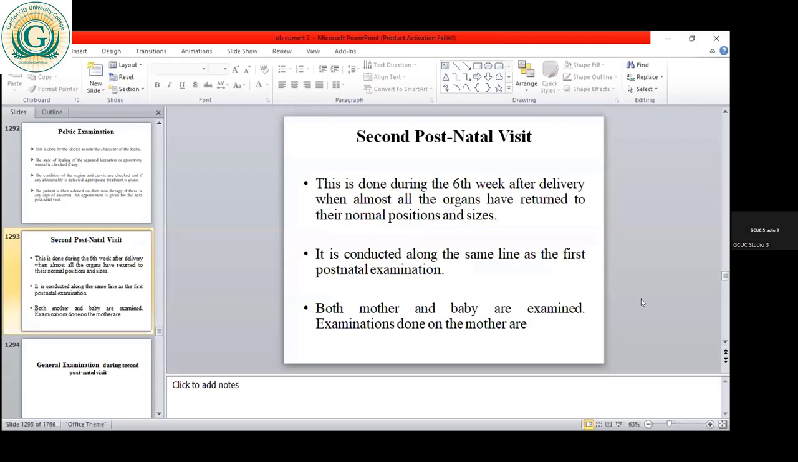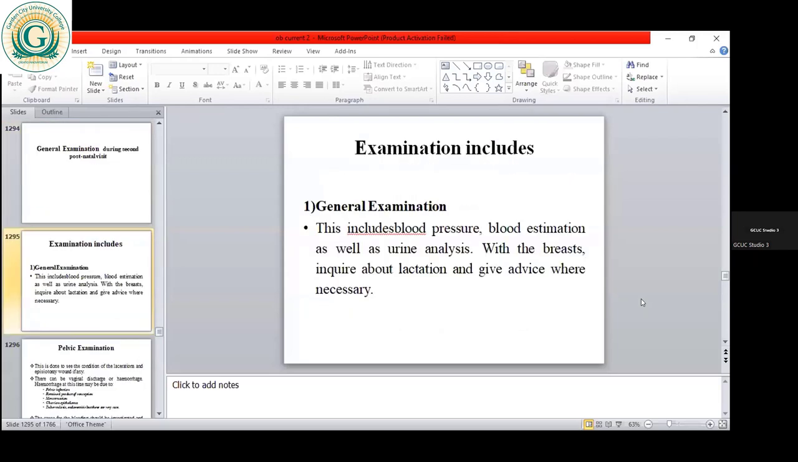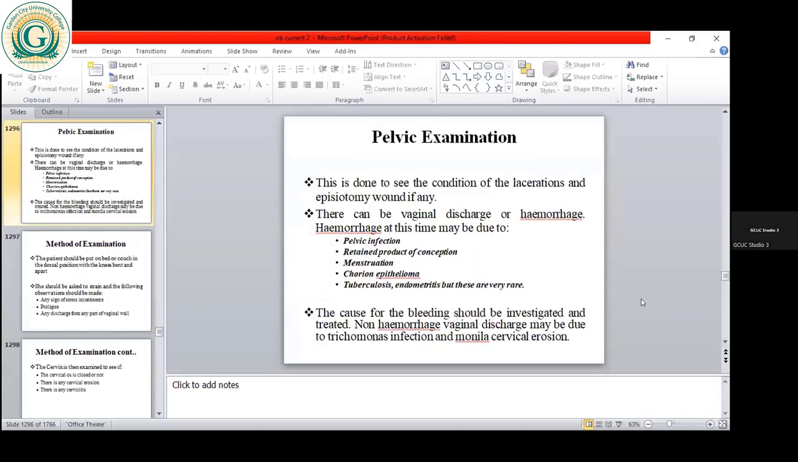The general examination for the second visit includes blood pressure, hemoglobin estimation, as well as urine analysis. With the breast, inquire about lactation, whether she is producing milk well when she comes for the second time. That is the advice you're giving. Again, a pelvic examination is done. You look at lacerations and the episiotomy, has it healed?